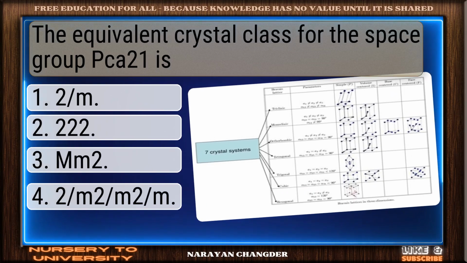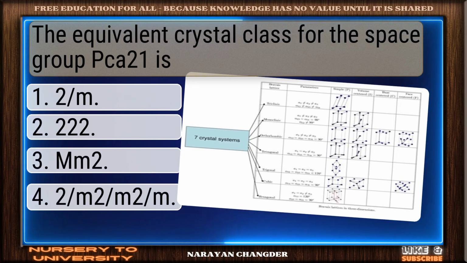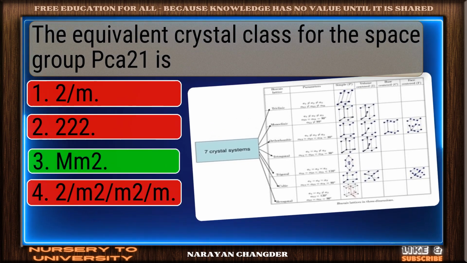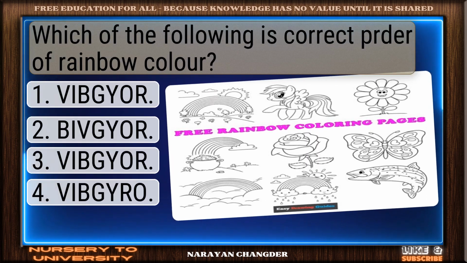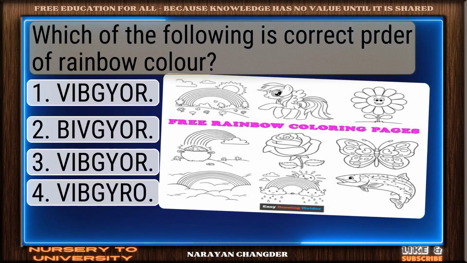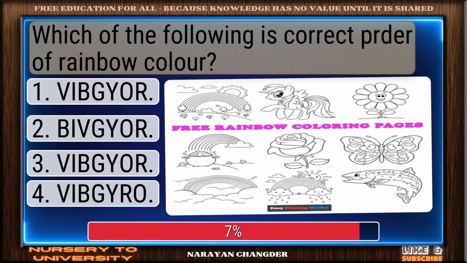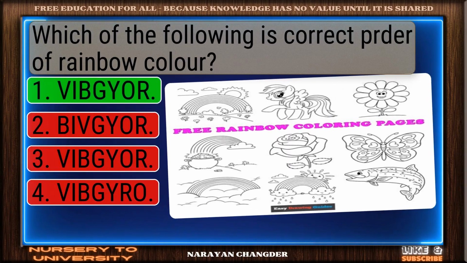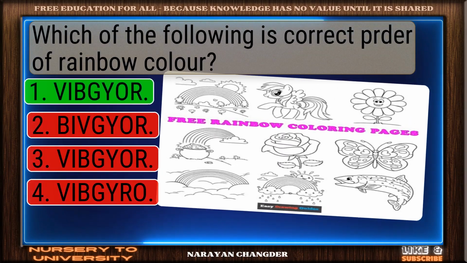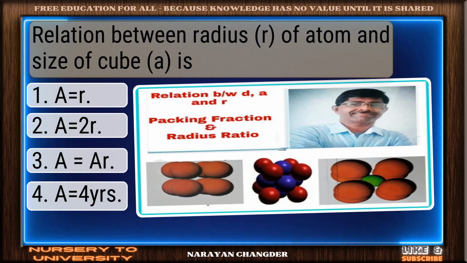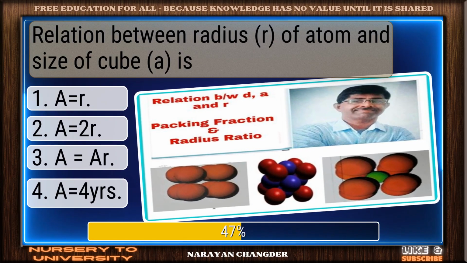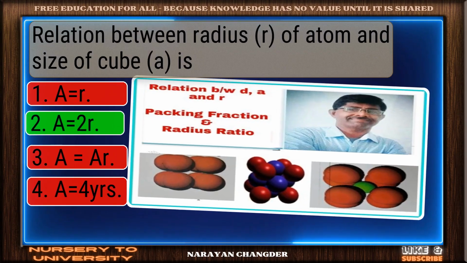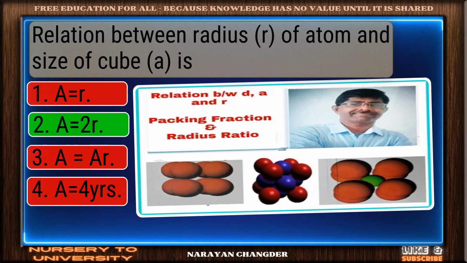The equivalent crystal class for the space group P21 is. Valid point. m2 is true. Which of the following is correct predictor of rainbow color? Great job. Vibgyor is the accurate answer. Relation between radius of atom and size of cube is? Strong choice. A equal to 2R is the right answer.